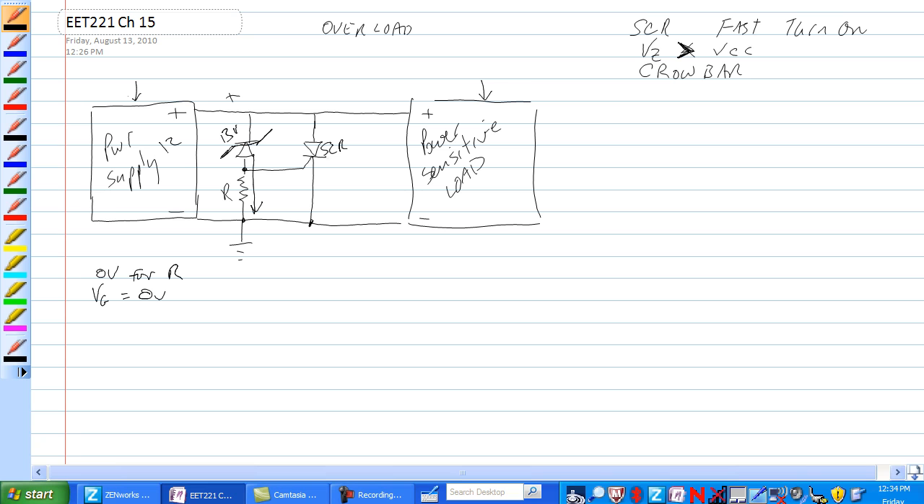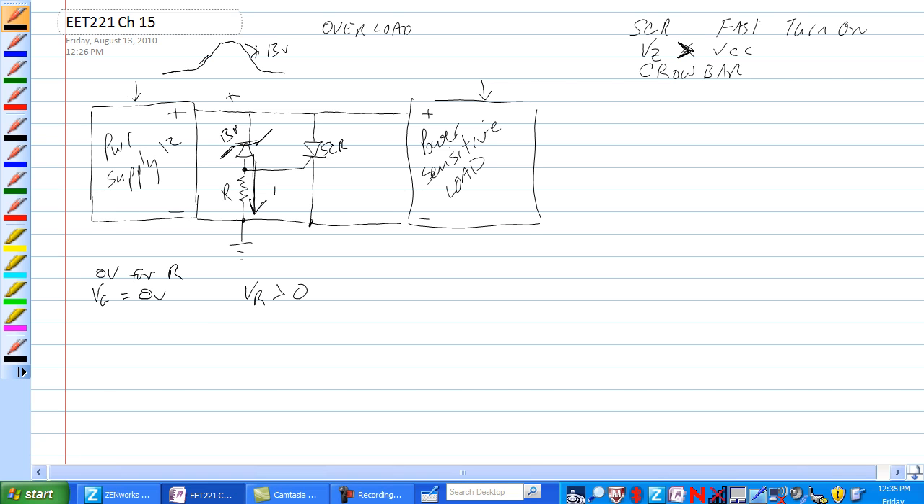If the power supply gets more than 13 volts, the zener breaks down. Let's see, if our voltage increased, let's say, to greater than 13 volts, the zener breaks down. We have a current path through R, which means we have a voltage drop across R. It's greater than zero now.